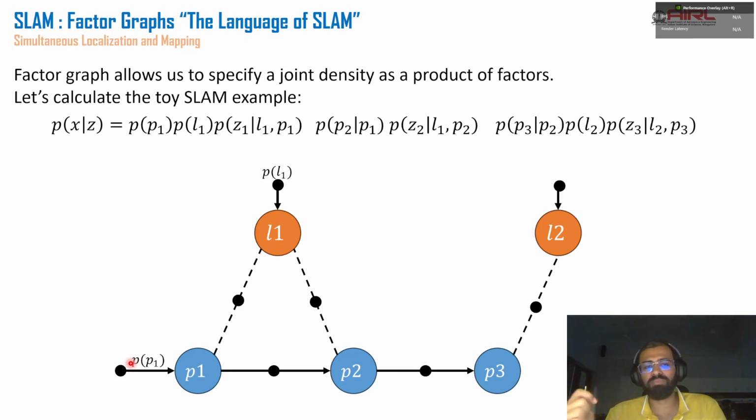So there should be some probability at which we know that this is the landmark and also the position, or pose, of this landmark. That's where the probability PL1 will come into play. Then obviously the interrelation between the two: given P1 and landmark 1, what was the probability I would get this observation?